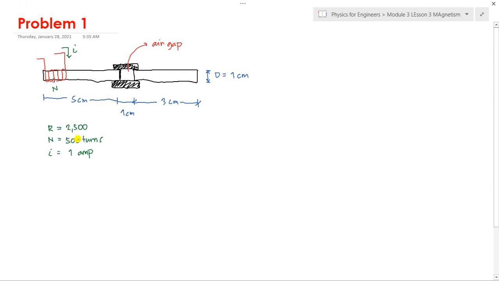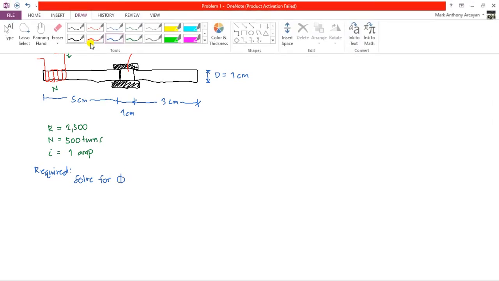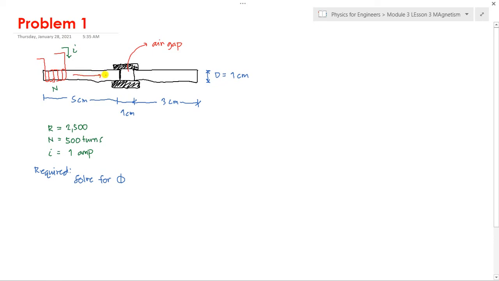Okay, here we are going to solve the required of the problem. So required, we're going to solve for the magnetic flux, meaning how much passes through here. So phi, that is the magnetic flux from point A, from this side up to the last, point B. So what we need to do here is draw its equivalent magnetic circuit so we can visualize it. Again, in drawing the magnetic circuit we represent the reluctances.